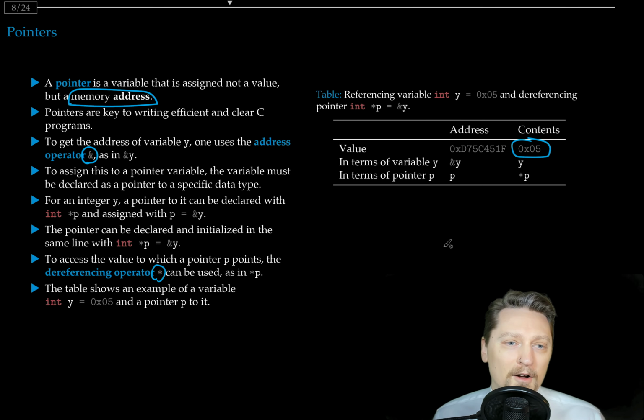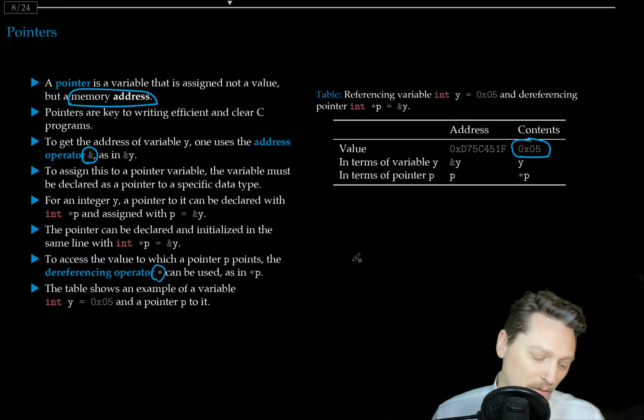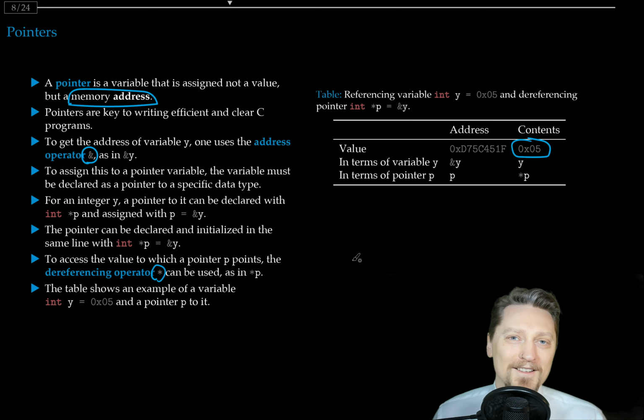So that is how a pointer works. That's how you can declare a pointer. That's how you can get the address of a variable. That's how you can dereference a pointer and get the value of the address to which it points. Okay, so don't worry. If it's a little bit confusing now, you're going to get used to it because we're going to use it a lot.